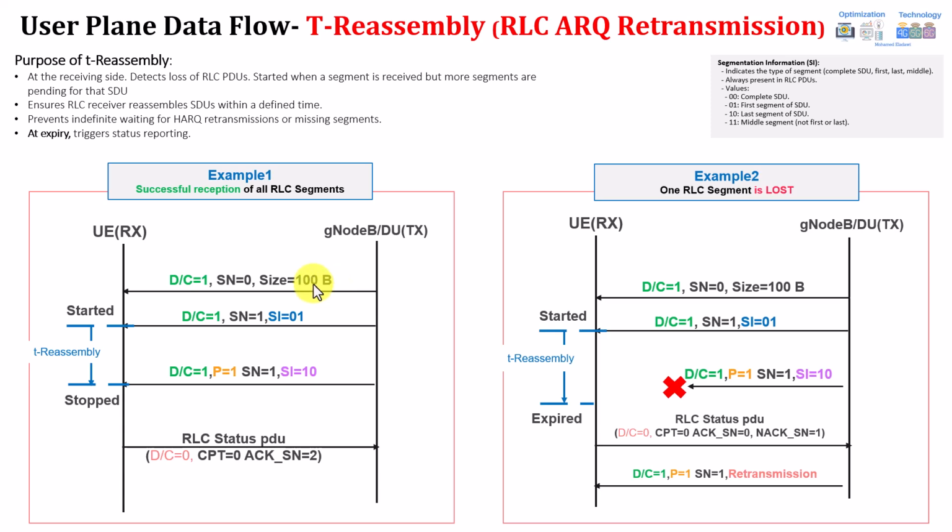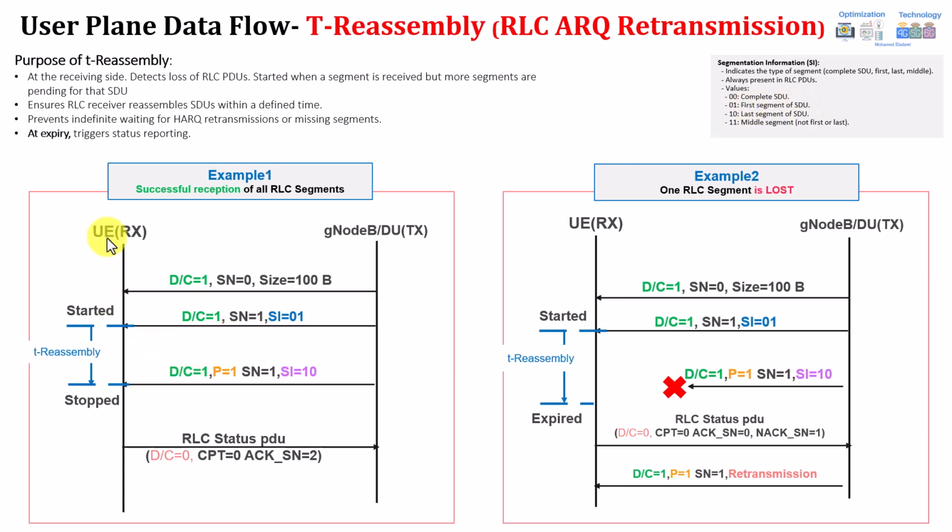This was the first one. Then the second segment, DCI 1, which means data, sequence number 1. This was a complete one. It was not segmented. Then the second one was being sent here. The first segment sent here, you can see, is saying sequence number 1 and segment information 01. Segment information 01, as you can see in the top right here, means the first segment.